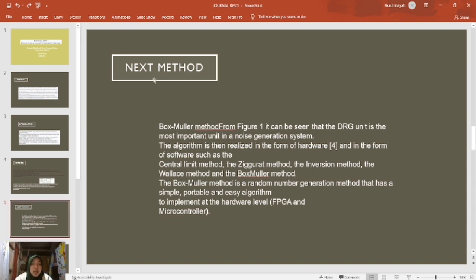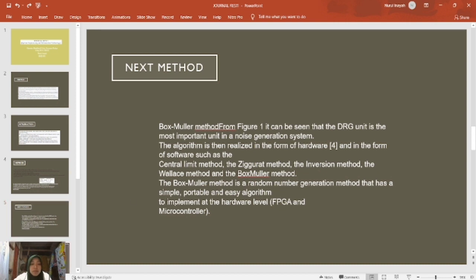Next, the method. The Box-Muller method from figure 1. It can be seen that the unit is the most important unit in the noise generation system. The algorithm is released in the form of hardware and in the form of software, such as the central limit method.